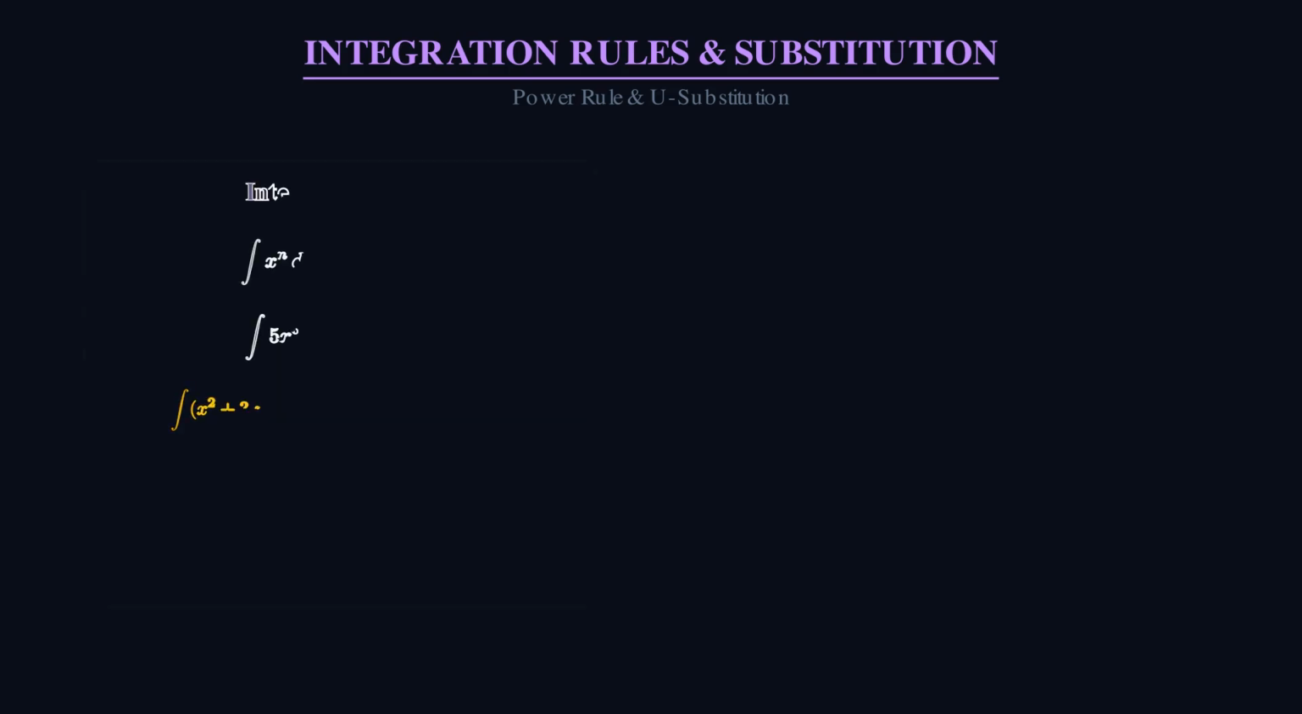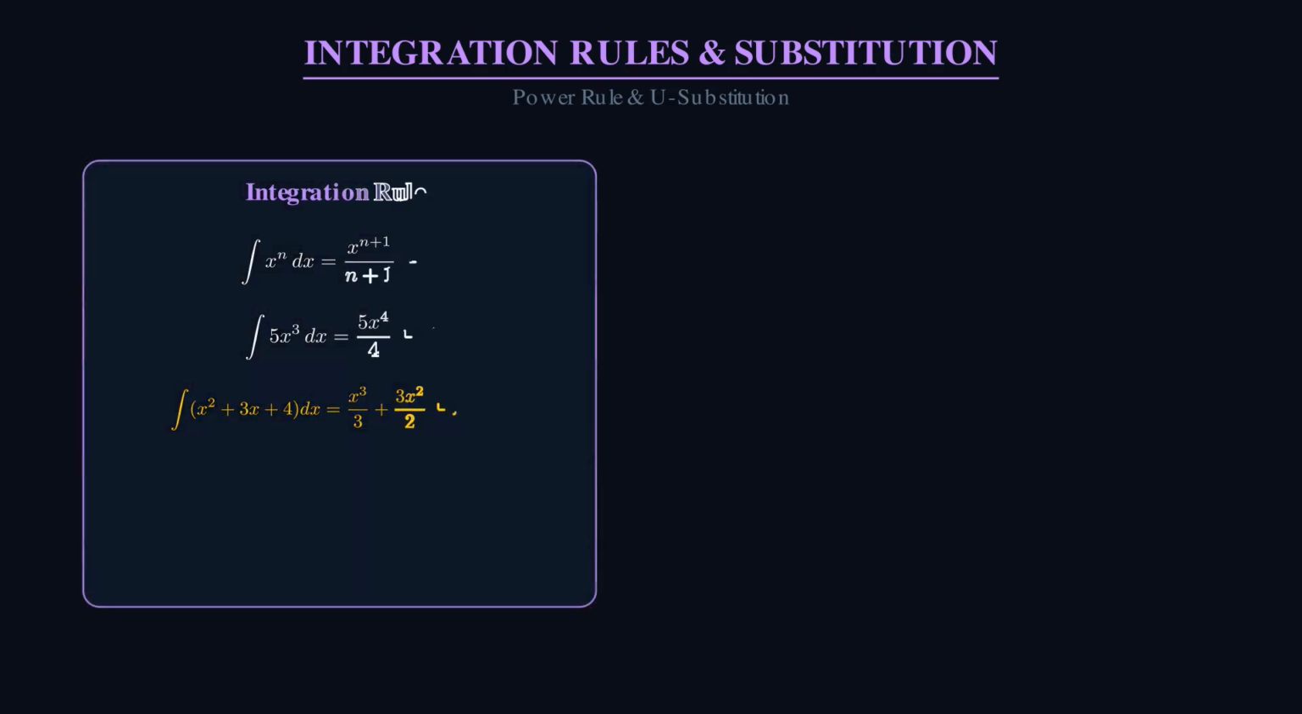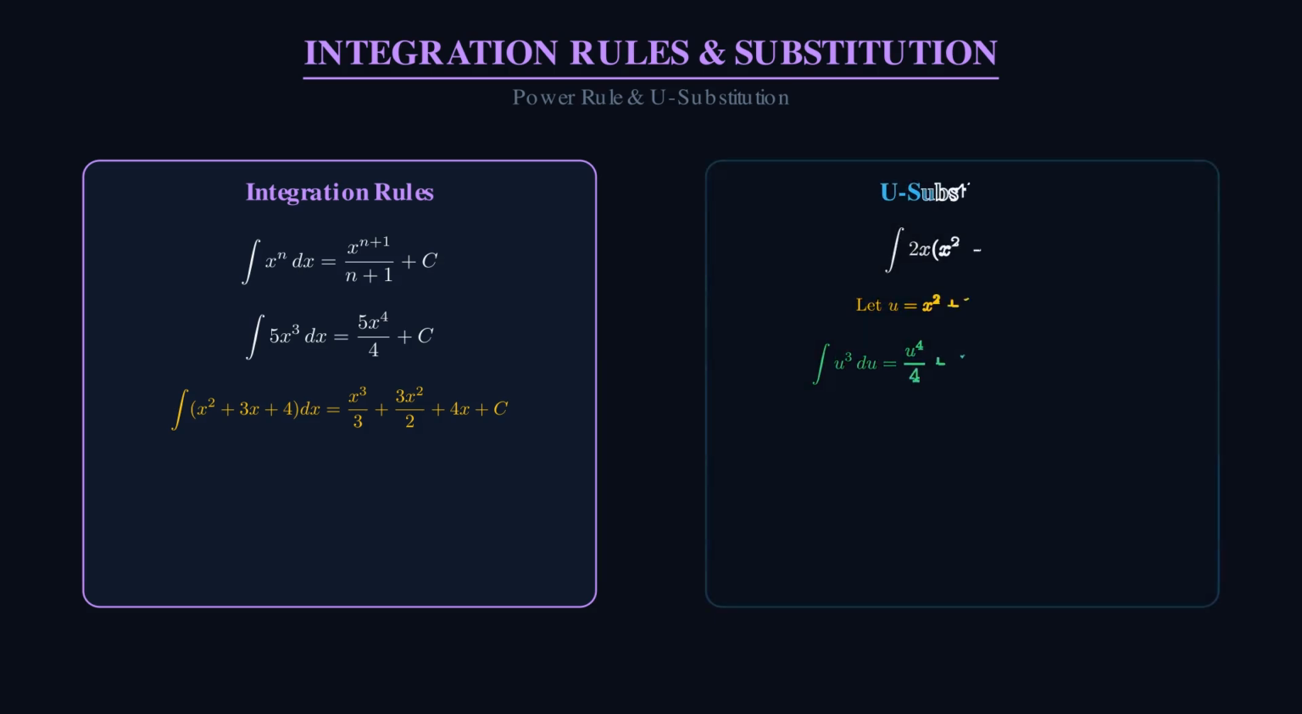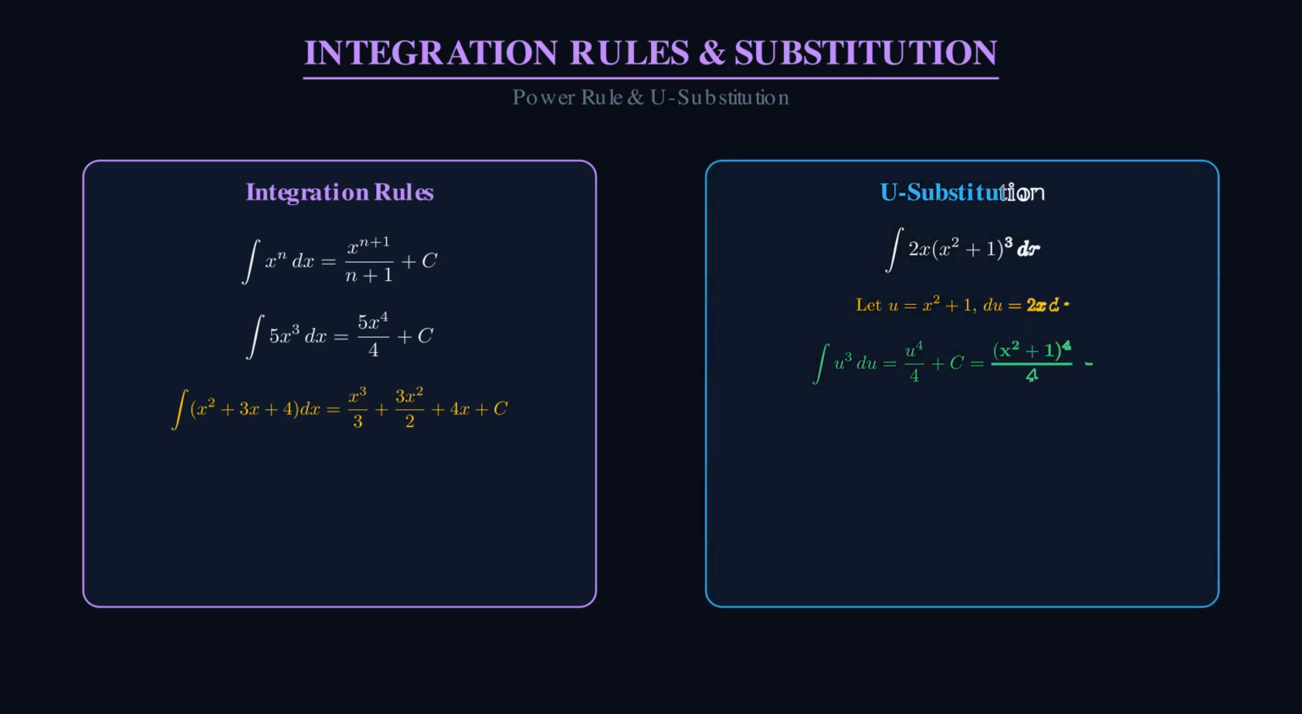The power rule for integration adds 1 to the exponent and divides by the new power. For composite integrals, U substitution simplifies the variable to evaluate the antiderivative cleanly.